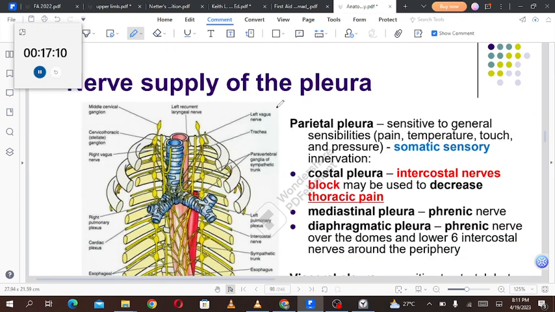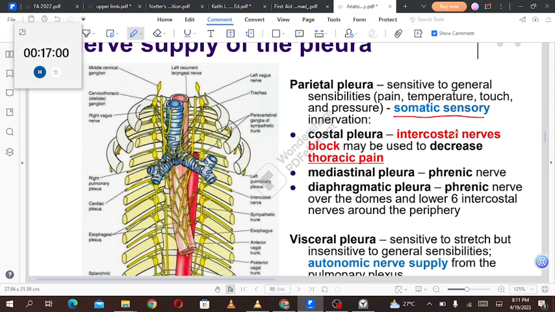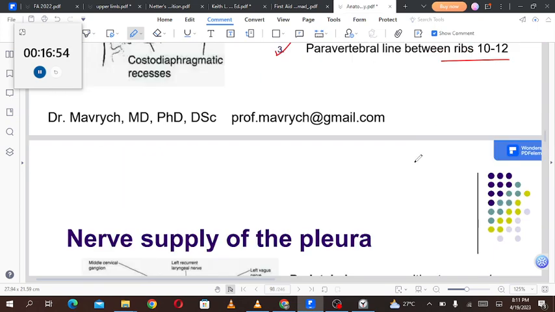Then you have nerves of the parietal pleura. The parietal pleura is sensitive to the general sensibilities: pain, temperature, touch, and pressure. There we receive the somatic sensory innervation. For the costal pleura, the intercostal nerves supply it. The parietal pleura is like over here. Somatic sensory information. Okay, so listen.